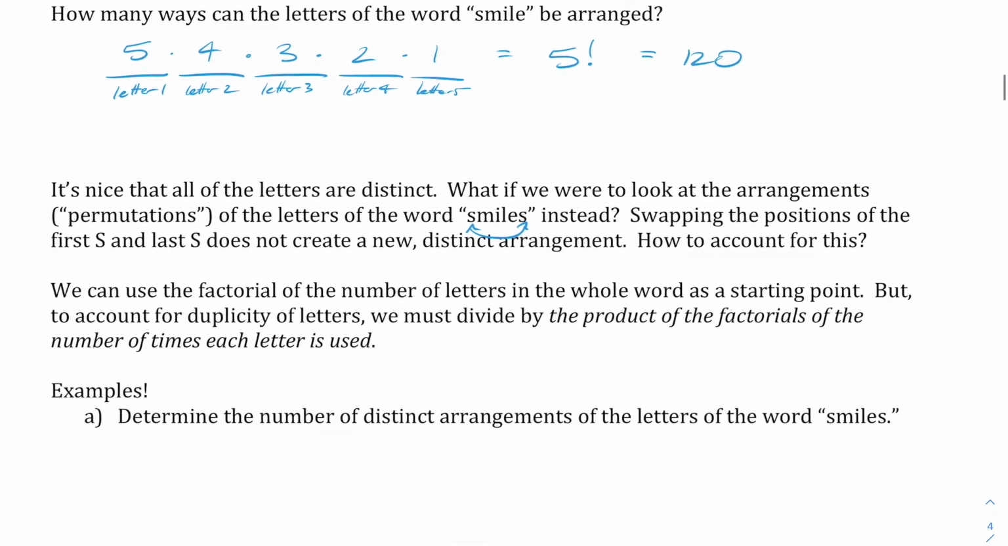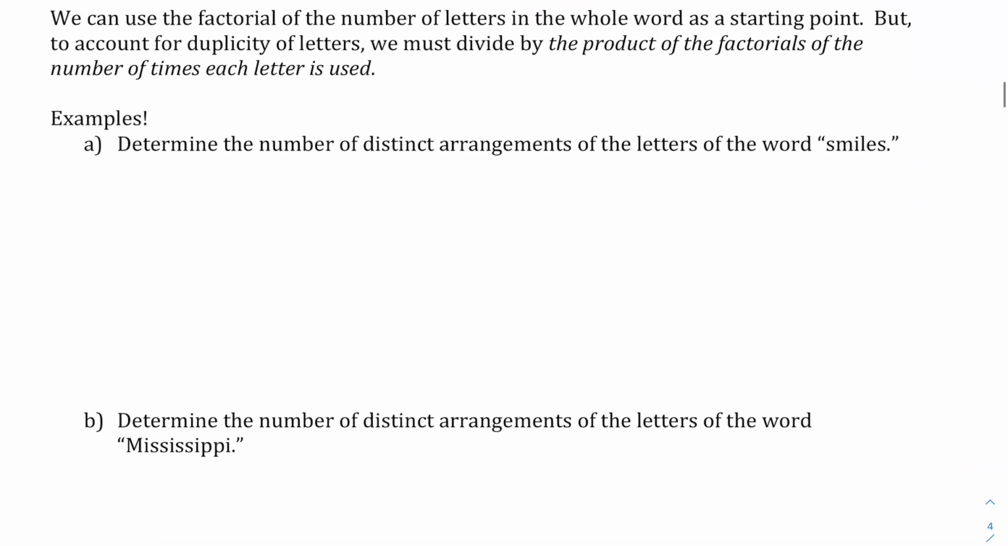The way we do this is that we take the number of arrangements in general, whatever number of characters we have to arrange, factorial, but we divide that by the product of the factorials of the number of times each letter is used. For example, the word smiles. This has 6 letters. And if we pretend there are no duplicates, then we're just talking about 6 factorial.